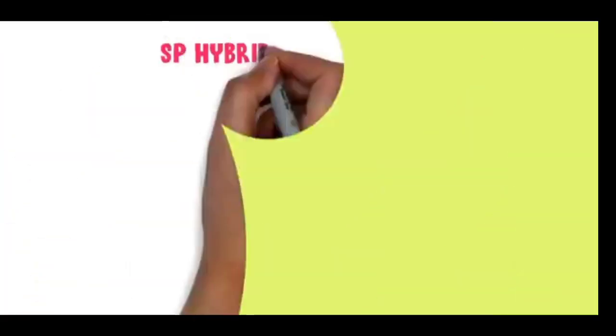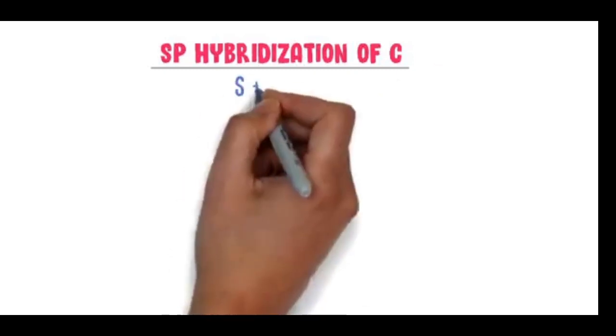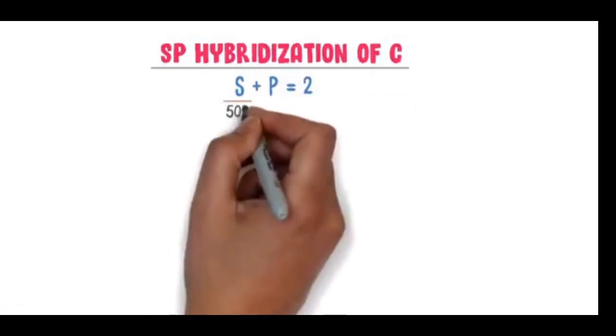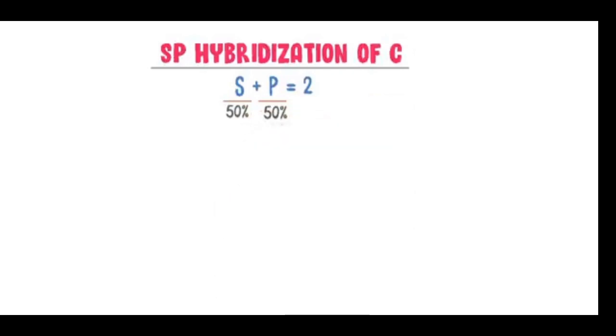Finally, let me teach you sp hybridization. sp hybridization means that in this mixture of atomic orbitals, there is 1 orbital of s and 1 orbital of p present in it. So there are a total of 2 orbitals present in sp hybridization. There is 50% s character and 50% p character in it. Now, how do the 1 s orbital and 1 p orbital combine together to form sp hybridization?